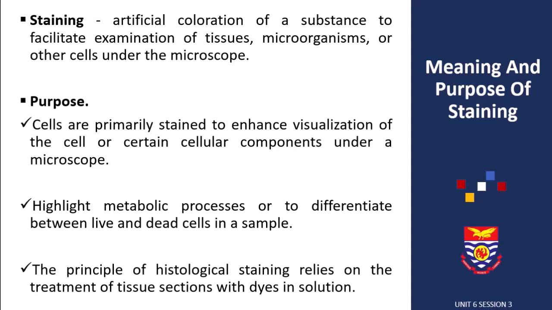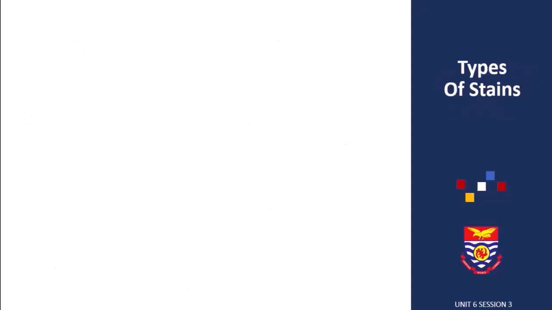The principle of histological staining relies on the treatment of tissue sections with dyes in solution. Most cells and cellular elements are virtually transparent, and because of that it is difficult to distinguish individual cells and cellular structures without staining the cells in some way before viewing them. That is why there is the need to stain your tissues or cells or microorganisms in order to view them under the microscope. Now let's have a look at stain types.